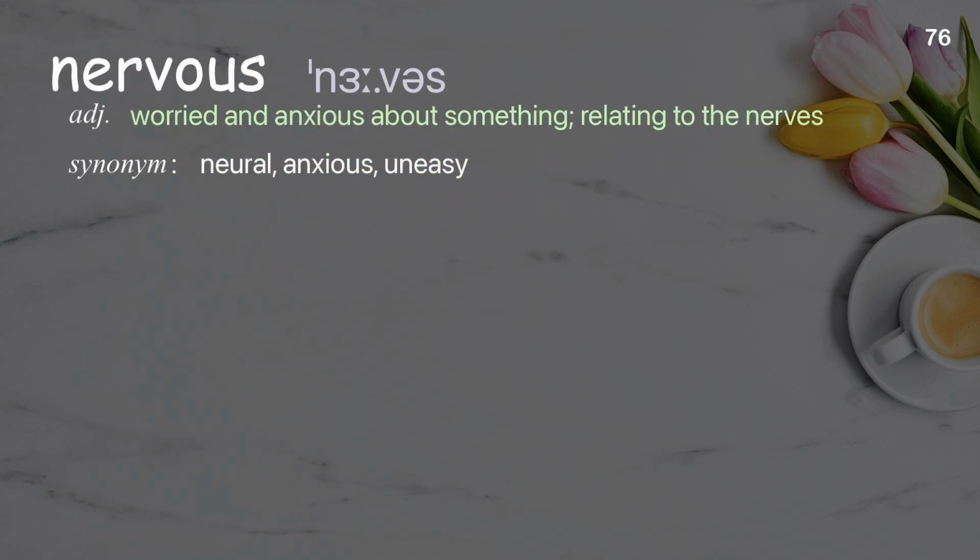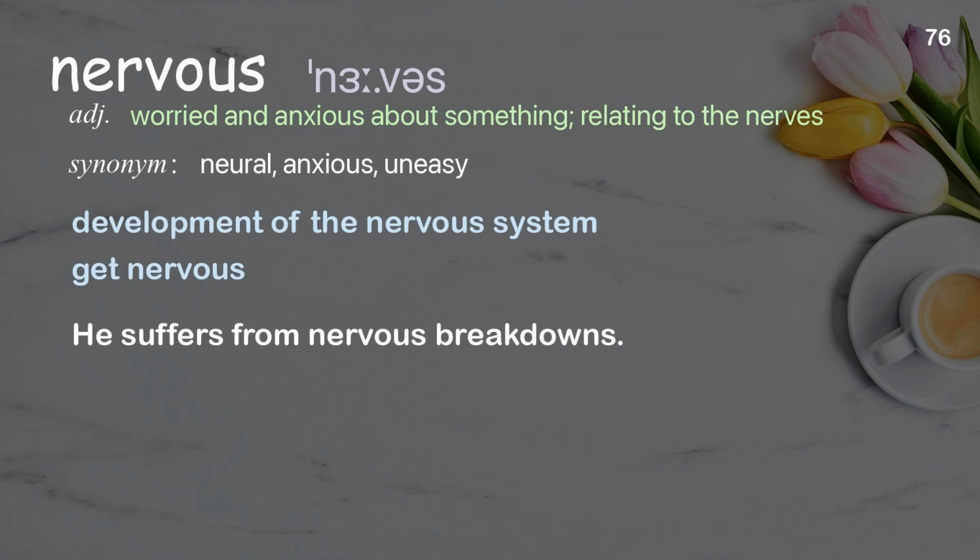Nervous: Worried and anxious about something relating to the nerves. Examples: Development of the nervous system. Get nervous. He suffers from nervous breakdowns.